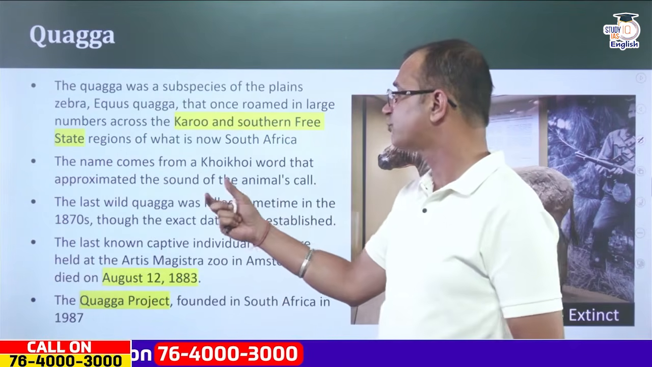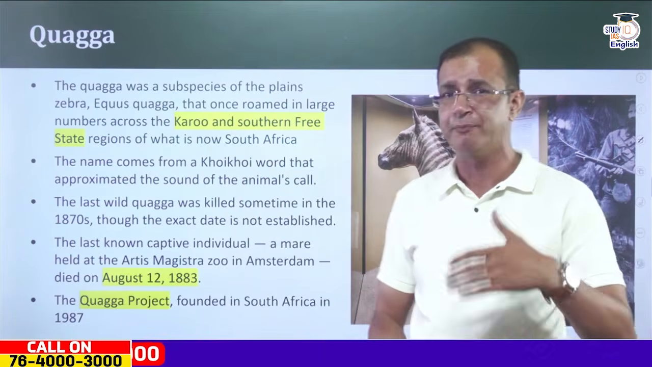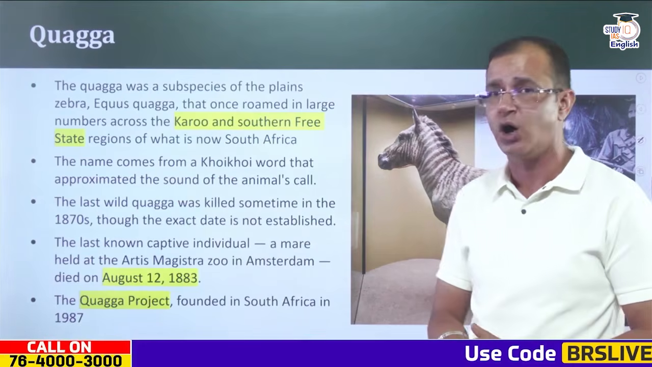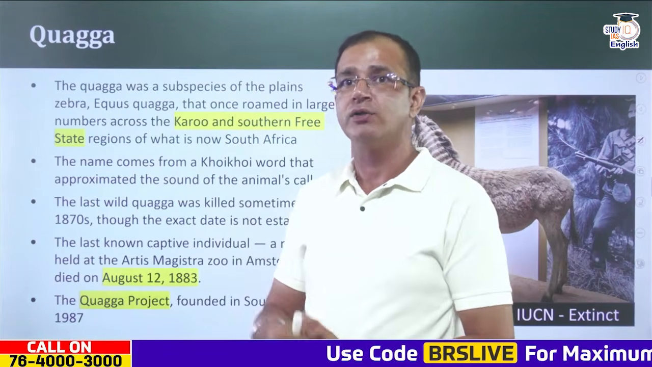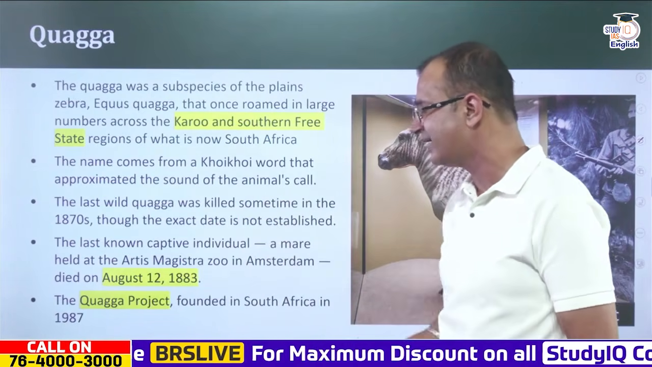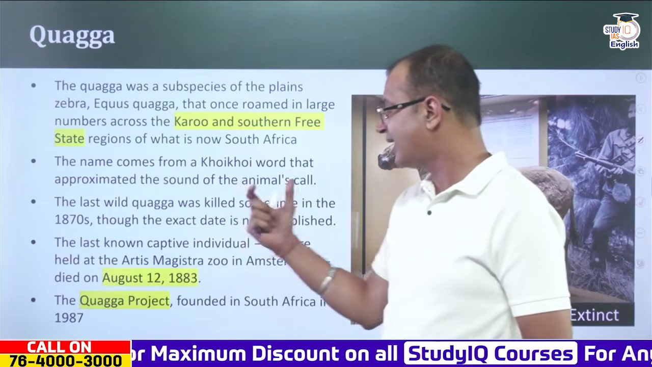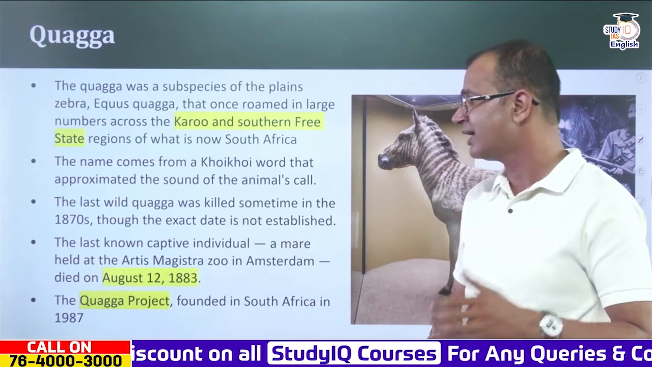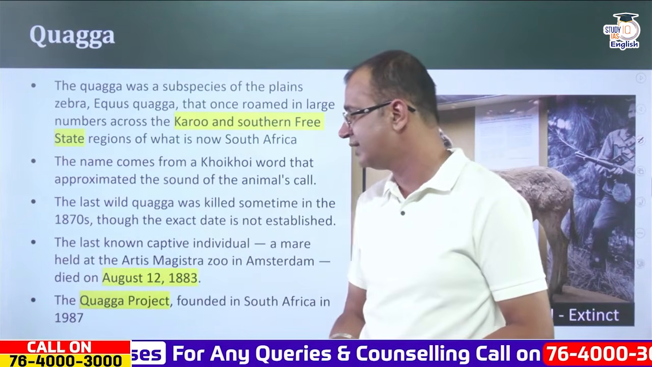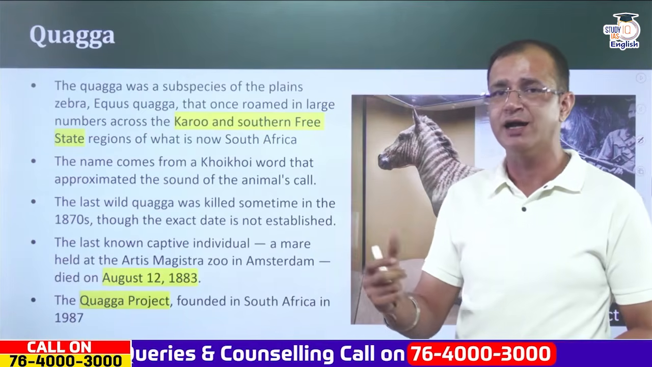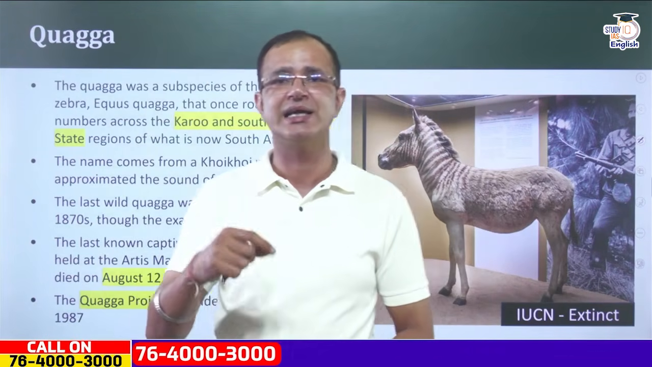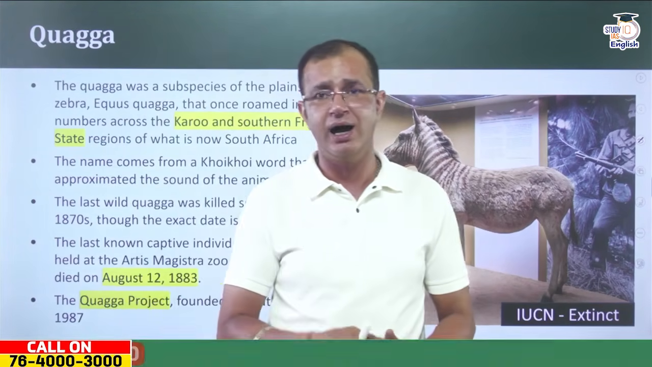Now, the name actually comes from the Khoi word that approximated the sound of the animal's call, and that is quagga. The last wild quagga was killed sometime in the 1870s, although the exact date is not established, and the last known captive individual, a mare held at the Artis Magistra Zoo in Amsterdam, died on 12th August 1883. Now, there is the Quagga Project that was founded in South Africa in 1987. Basically, it is about the revival of the quagga.